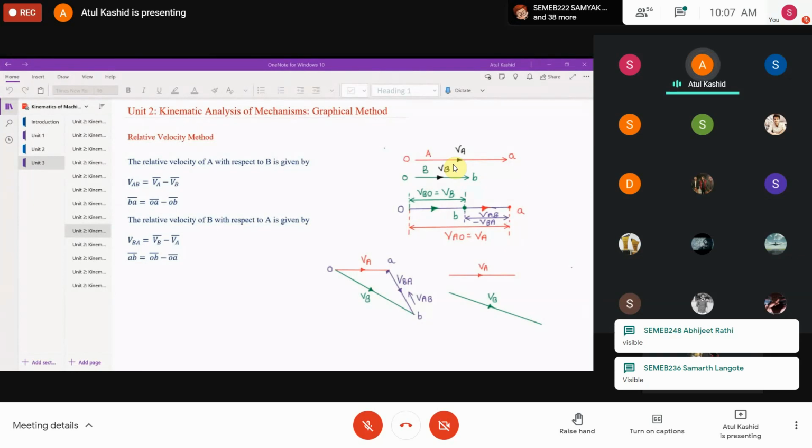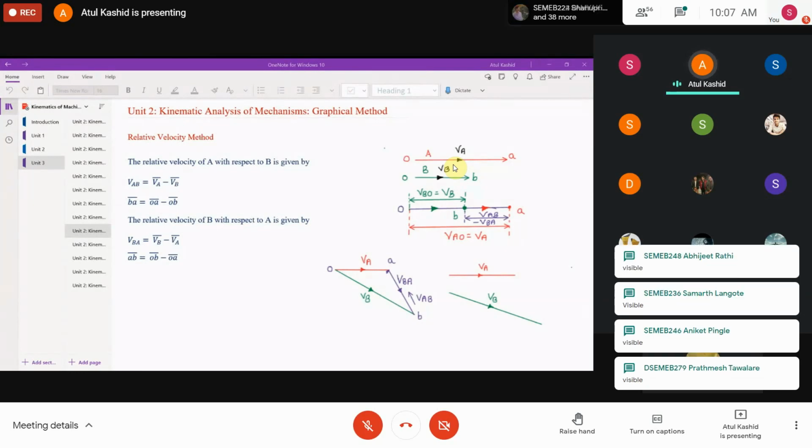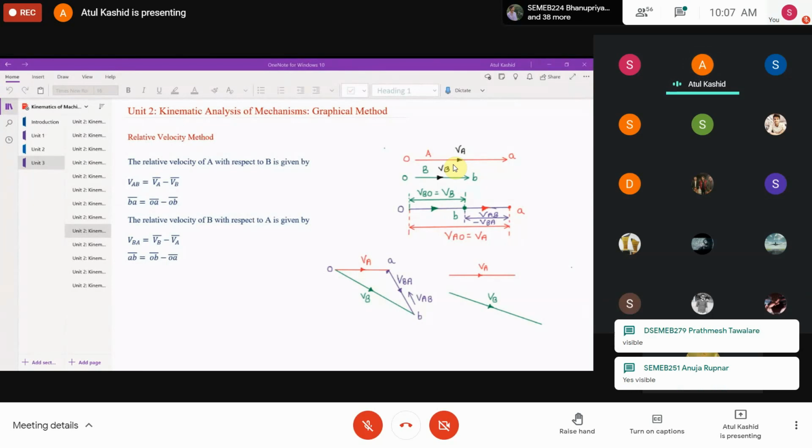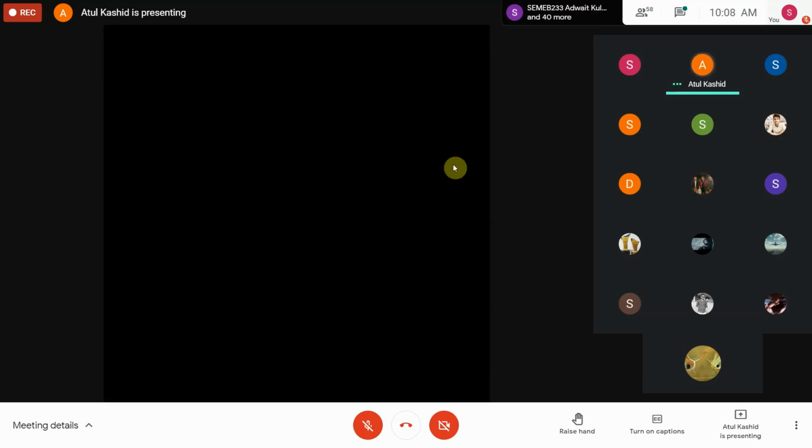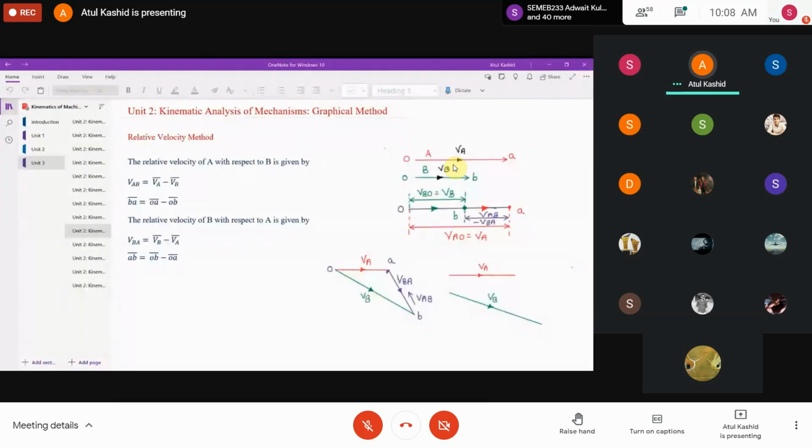Now we'll start with today's lecture, which is very important from the graphical point of view, because in today's lecture we are going to see the analysis of velocity and acceleration by using some graphical methods. The very first method that we are going to see is the relative velocity method. We had already started with this topic in the last lecture, and we had also seen some of the basics related to velocity and acceleration.